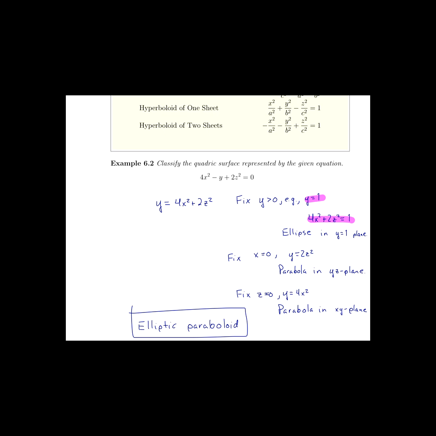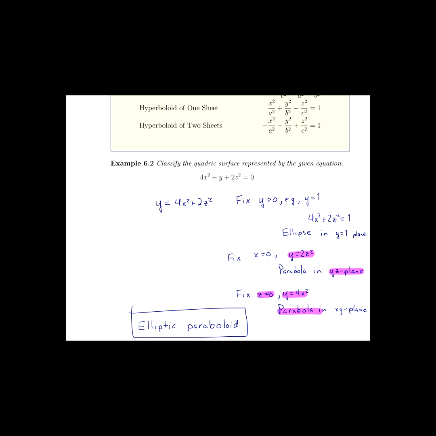Okay, so we have an ellipse one way, in one slice. If we slice it the other way, set x equal to 0. When x is 0, we get y equals 2z squared. That's a parabola in the yz plane. When z is equal to 0, we have y equals 4x squared. That's also a parabola in the xy plane.